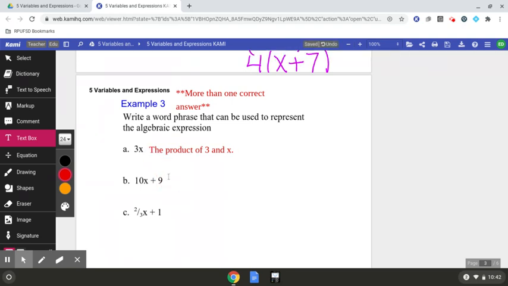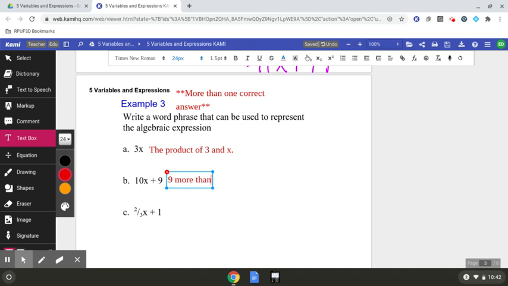For b, I have 10x plus 9. So I'm going to make this one a little bit more complex. So if I say 9 more than, so there's my switch word, the product of 10 and x. So 9 more means plus, there's my plus. Than is the switch word, which makes the 9 come at the end. The product, which means multiply, of 10 and x.